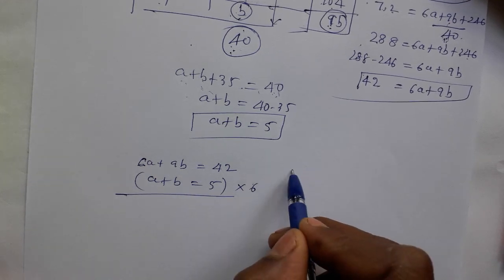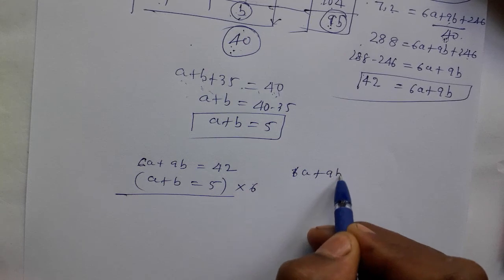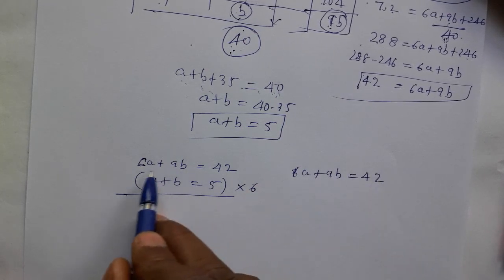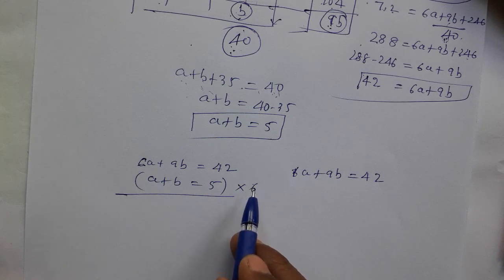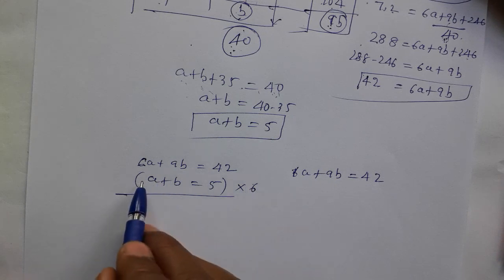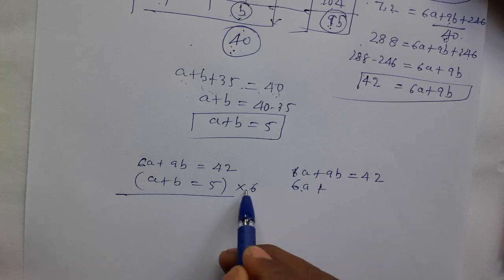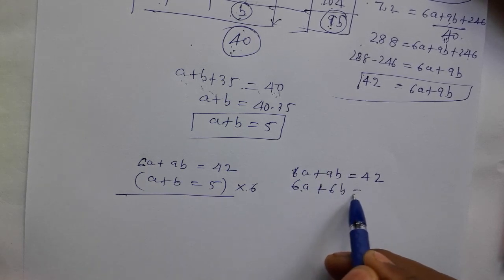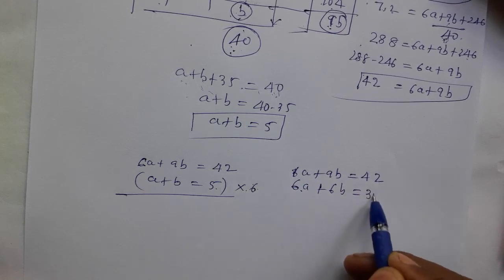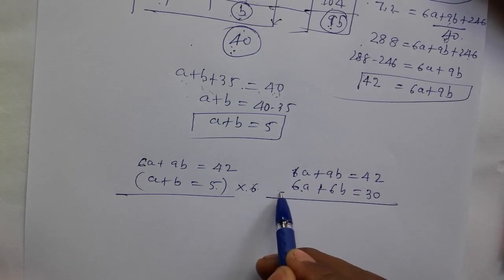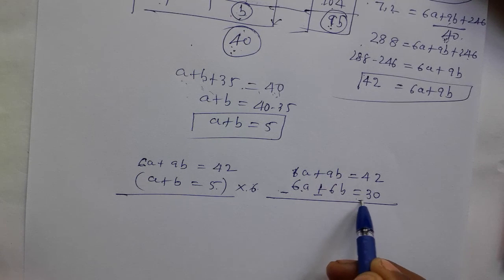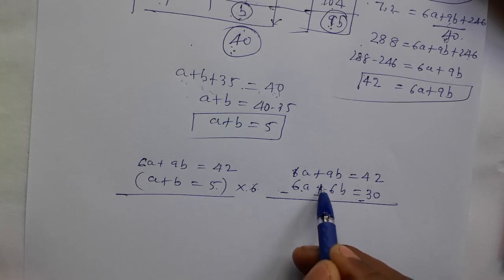Then the first equation stays as 6a plus 9b equals 42. We didn't do anything to this equation, but this whole equation I multiplied with 6, because once you multiply 6 into a it becomes 6a, then the 6a terms become equal and we can cancel. 6 into b is 6b, equal to 6 times 5 is 30. Now we put sign change: if minus is there, make it plus; if plus is there, make it minus.